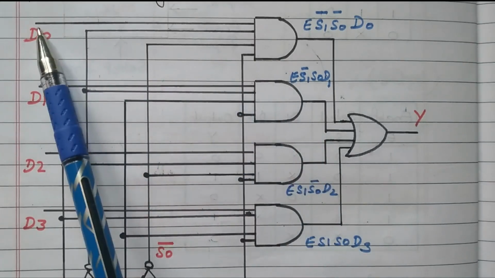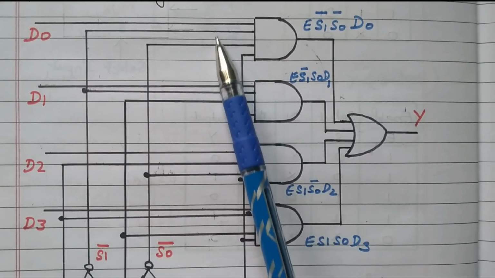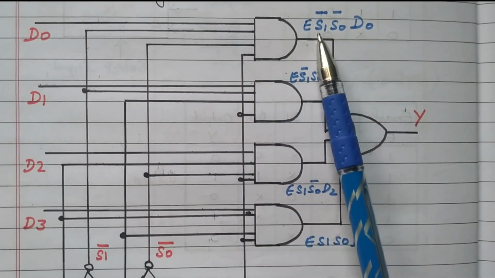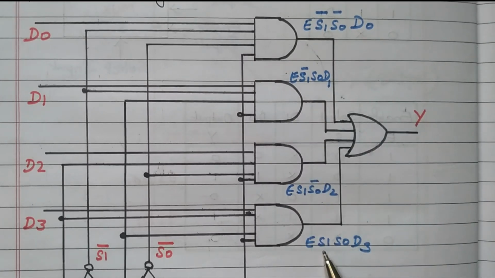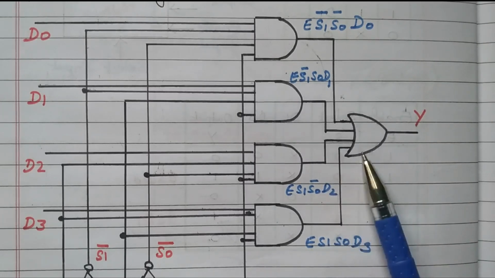One is the data line, second is the enable line, third and fourth are the selection lines. These selection lines are connected according to the combination 0 0, 0 1, 1 0, 1 1, right? Based on that they are connected, all to the OR gate, so that it will add all of this and produce the single output, right.